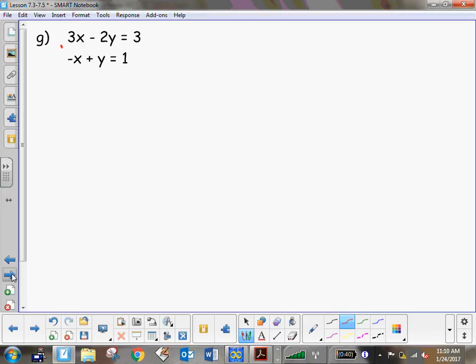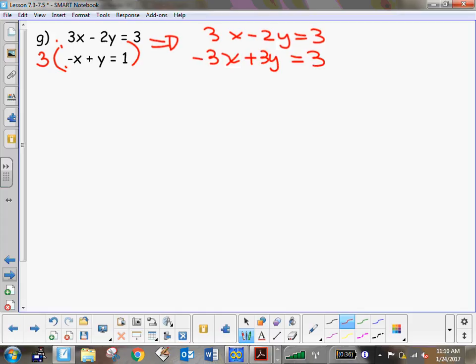If we want to get rid of the x's, I need to have a coefficient of what in front of both of my x's? 3. Just one has to be positive and one has to be negative. Well, this has the positive 3. This one has a negative, but it doesn't have a 3. So what are we going to multiply this entire equation by? Correct. And so the top equation stays the same, and I want to see all this work. And the bottom one becomes -3x plus 3y equals 3. And then it's exactly the same as what you've been doing.